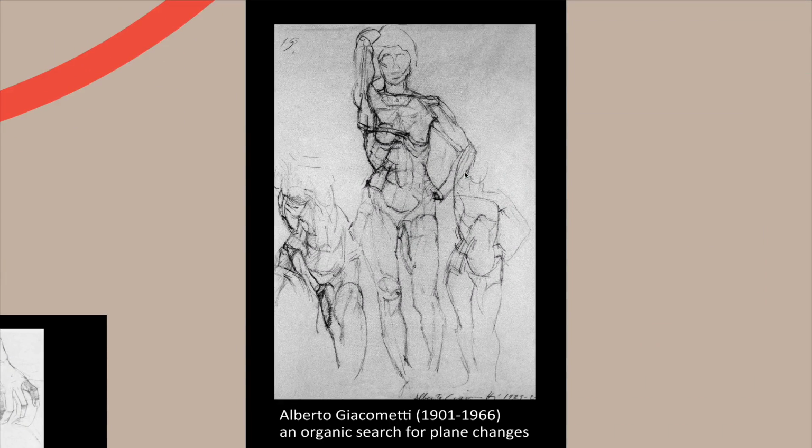So Alberto Giacometti, I love using him as an example of somebody who draws looking for those plane changes. So when you're drawing before you start shading, you want to look for those plane changes. If you're drawing something like origami that has a lot of flat planes, that's going to be an easier thing to do. But you can do it even when you're drawing organic, lifelike, and round shapes.